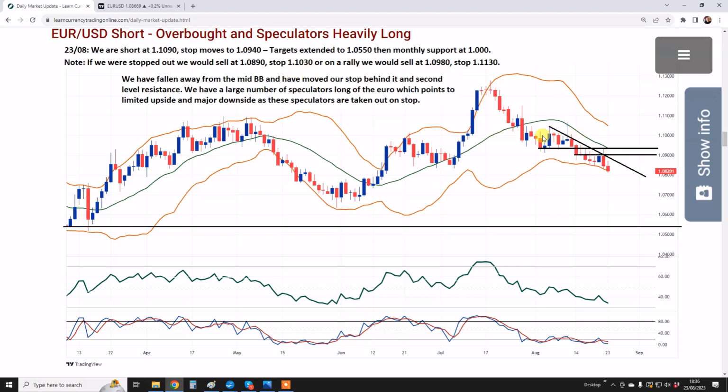I haven't drawn the level in, but it's here. You can see these bodies that I'm highlighting. Also, it's a round number as well. If we would go at 109.80, I'd just sell into that. Go 111.30.